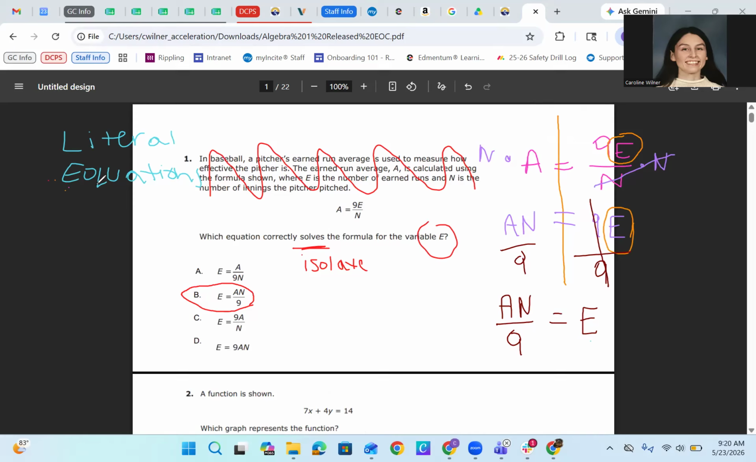I, again, can put together materials for you if you come on site and let me know. But the standard for this one is MA.912.AR.1.2. So if you were to put that into Google and search problems, that specific benchmark, you would find other literal equations as well.